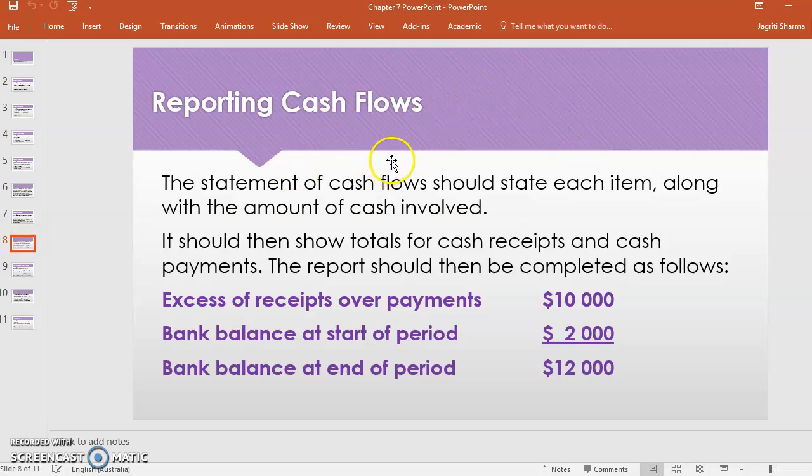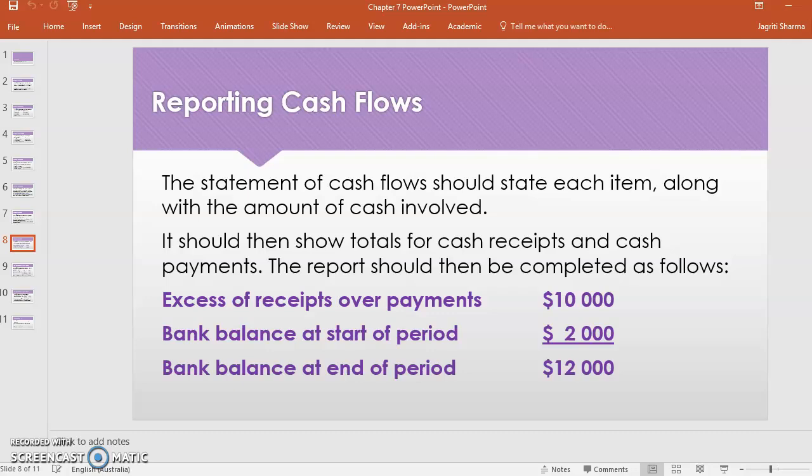Now, how do you report cash flows? When you prepare the cash receipts and cash payments journal, the statement of cash flows should state each item along with the amount of cash involved. It should then show the total of cash receipts and cash payments. The report should then be completed as follows. I'm going to show you an example in your book. So excess of receipts over payments, if that is $10,000, bank balance at the start of period $2,000, and the bank balance at the end of period is $12,000.